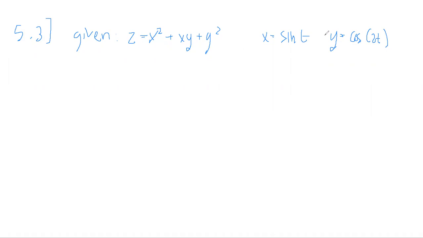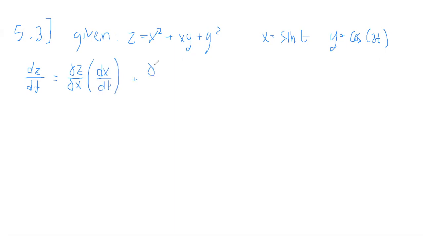All right, so we're given these three values, the z, your x, and your y. The question is asking us to solve for dz over dt. To solve for dz over dt, the chain rule equation will be the partial derivative of z with respect to x, this is the partial derivative, times your derivative of x over dt.